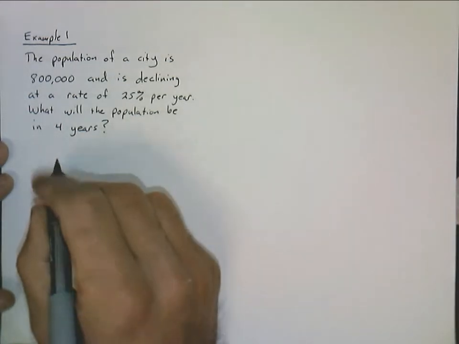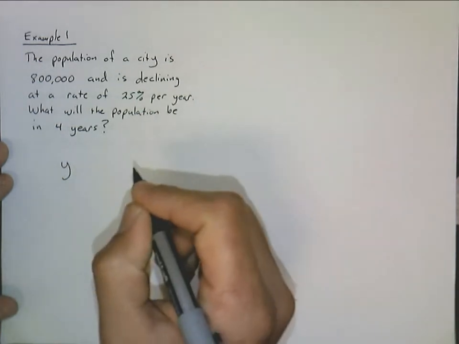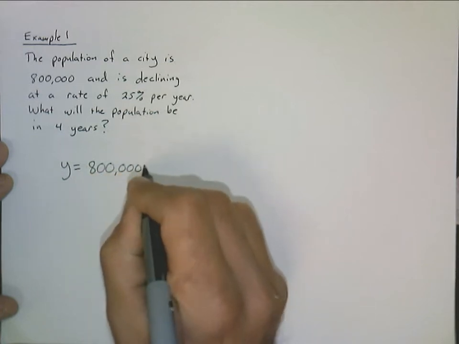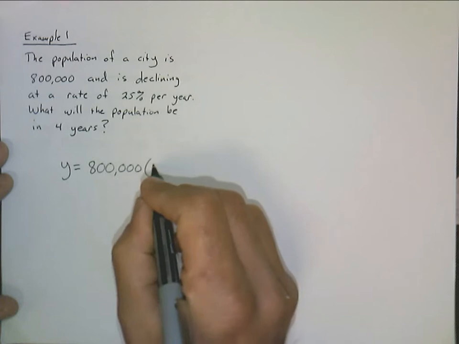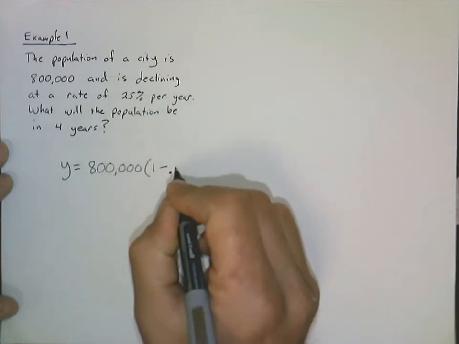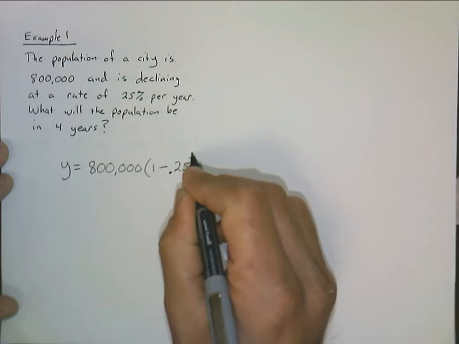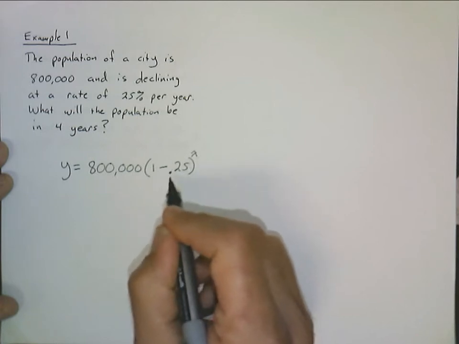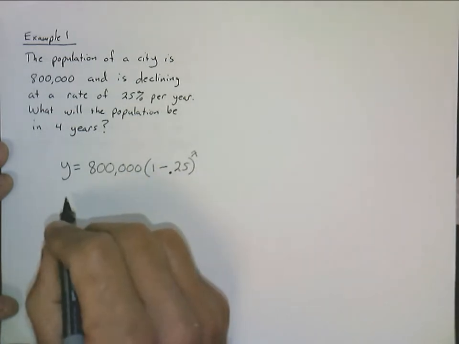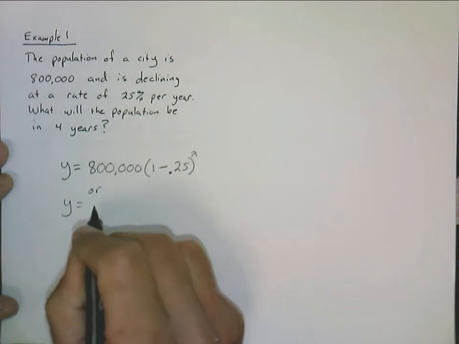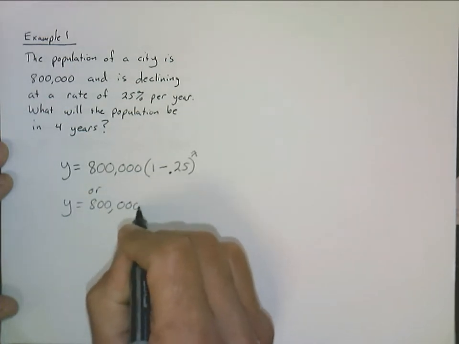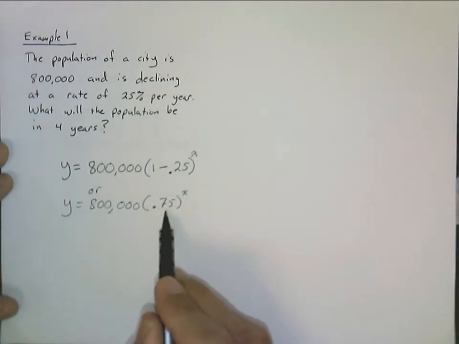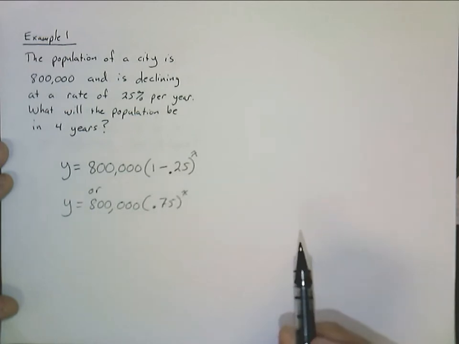We just set up our exponential decay model. Y is going to represent the population. Our initial value is 800,000. Now we're going to be multiplying by 1 minus the decay rate, which is 0.25, written as a decimal, to the power of x. We could, of course, instead of losing 25%, think of keeping 75% of the population each year, or each time period. So we could write it this way as well: 800,000 times 0.75 to the power of x. Here we're focusing on the decay factor. Up here we're focusing on the decay rate.